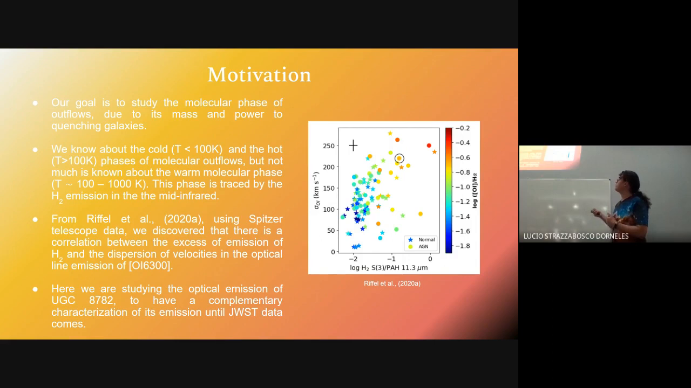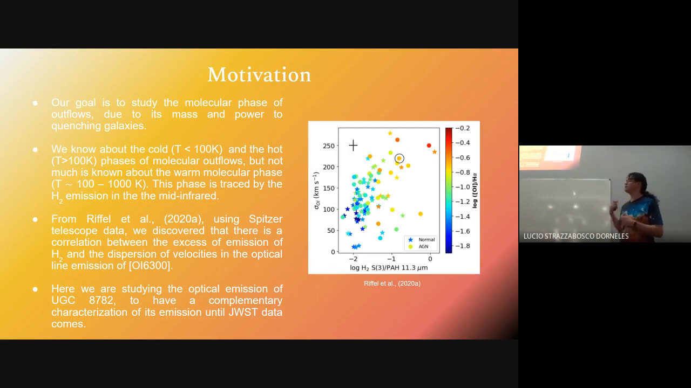From this work, from HIFO, using Spitzer telescope data, we discovered that there is a correlation between the velocity dispersion of the O1 emission and the emission of a molecular gas, H2, this specific line, X3. And that's why we are studying this galaxy.